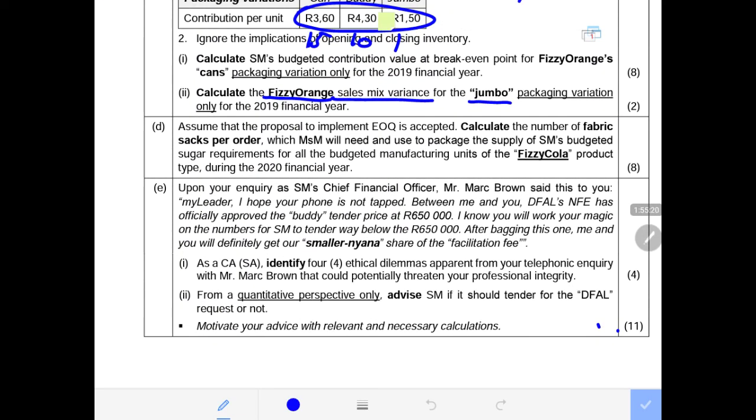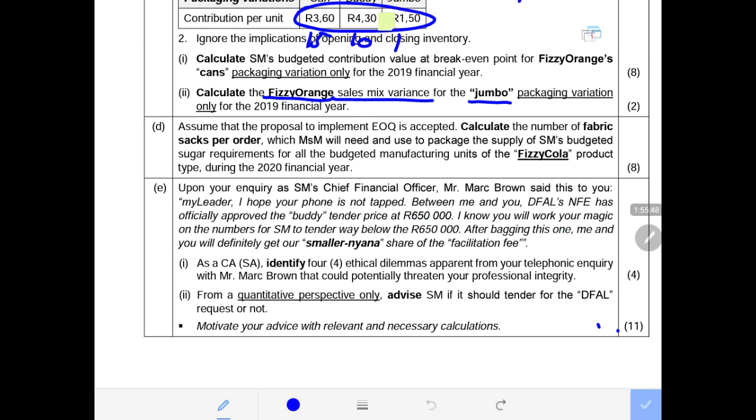Let me just read what they say. They say, upon your inquiry as SM Chief Financial Officer, Mr. Mac Brown said this to you: My leader, I hope your phone is not taped. Between me and you, the FSSN has officially approved the bid tender. This is the tender for 650,000. I know you will work your magic on the numbers.